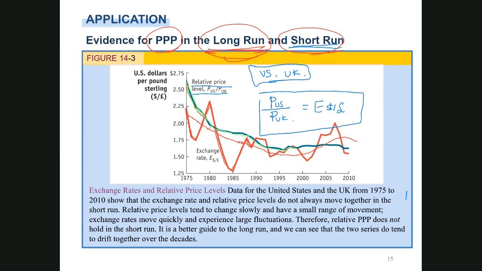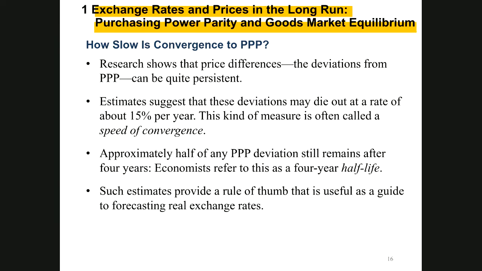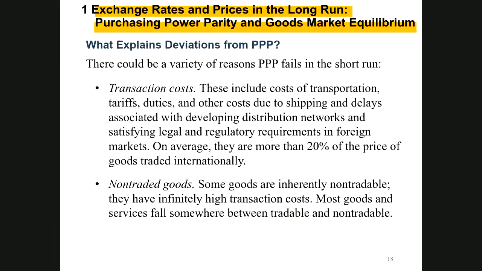Okay, and some of the reasons why PPP doesn't hold in the short run. We have four reasons mentioned in the book. The first one is transaction cost. The transaction cost means you cannot do the arbitrage like we said in the theory, right? So for example, if you buy an apple in Europe and you buy an apple in the US, and you try to arbitrage between two markets, you have to count in the transportation cost, right?